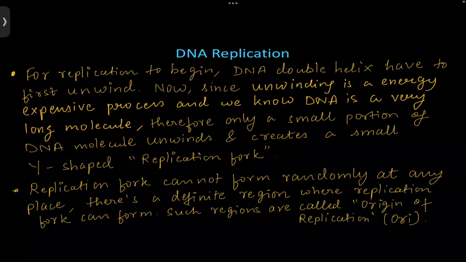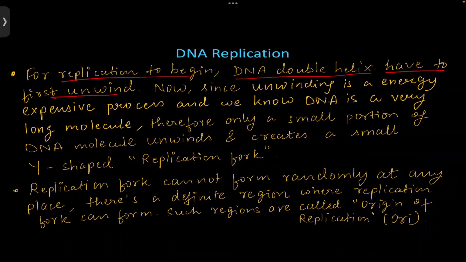So for replication to begin, first, what should happen? The double-stranded DNA helix should first unwind. It is in helical form, so it should unwind in the opposite direction, so that each of the two DNA strands gets exposed, their nitrogenous base sequence gets exposed. And this unwinding is quite an energy expensive process. It requires a lot of energy, ATP molecules it needs.